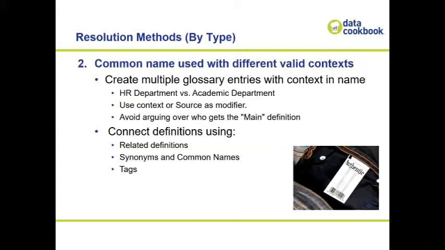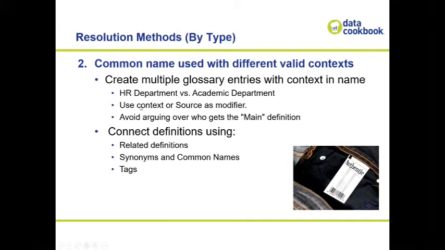Okay, the next thing is a common name used with different valid contexts, right? So we talked about this before, but in a situation where you have HR department versus academic department, what we highly recommend is don't just talk about department. You want to create multiple glossary entries with context in the name. So instead of having a department, you have HR department or academic department, or for FTE, you might have FTE State of Virginia, and FTE IPEDS, which is the federal number, and FTE for my own organization.